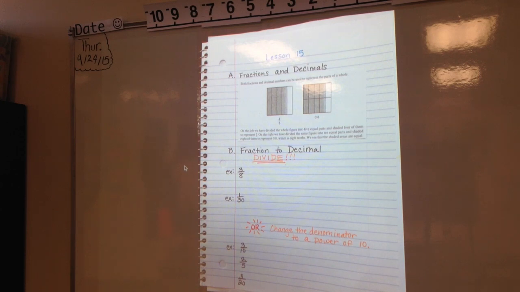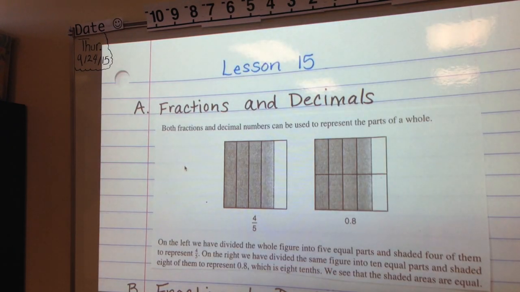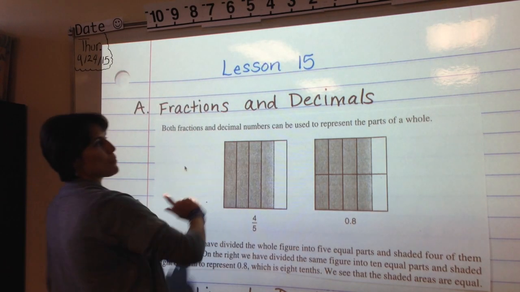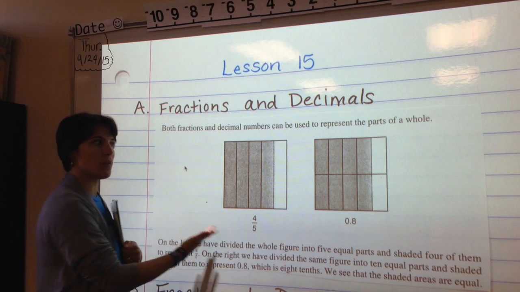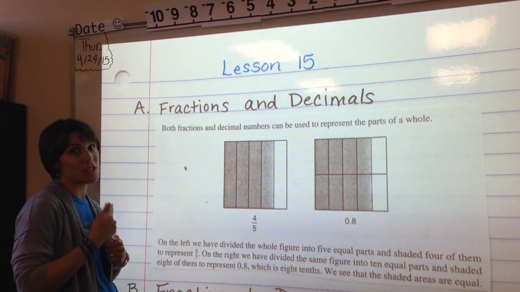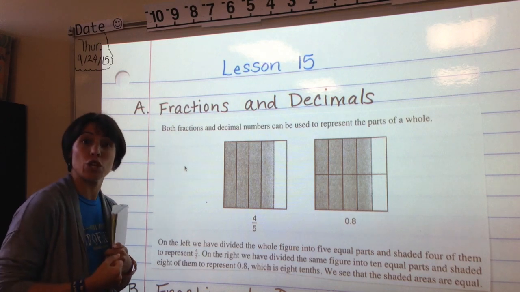Fractions and decimals. All right. Hopefully you already have this glued in. Both fractions and decimal numbers can be used to represent parts of a whole. So they're not the whole thing, just pieces. Fractions and decimals represent that for you.